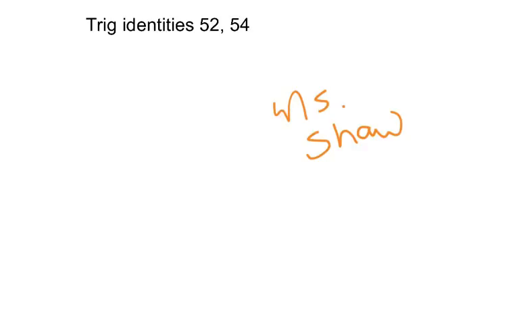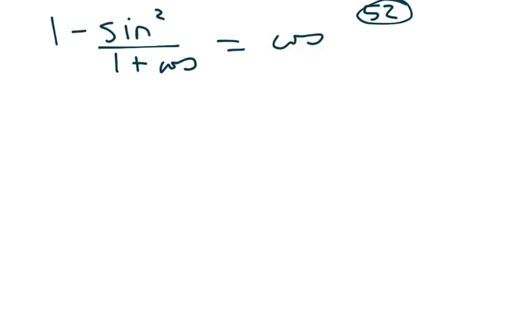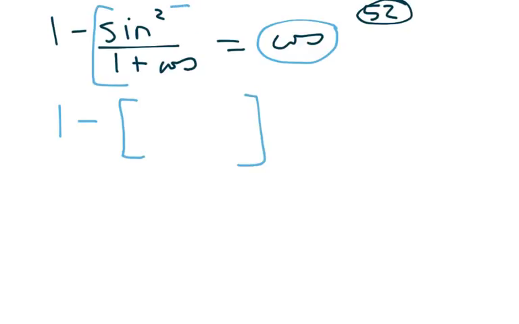Okay, these are trig identities 52 and 54. The first one is 52. We need cosine. We already did one similar to this. So let's make sure we write it when you're subtracting the whole thing.